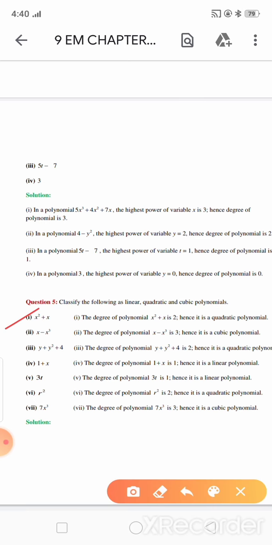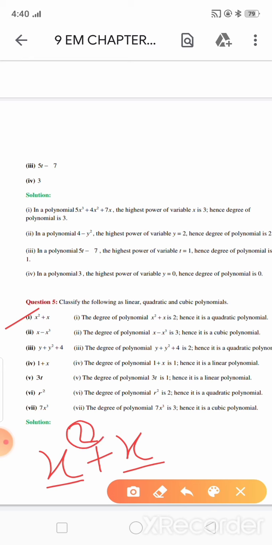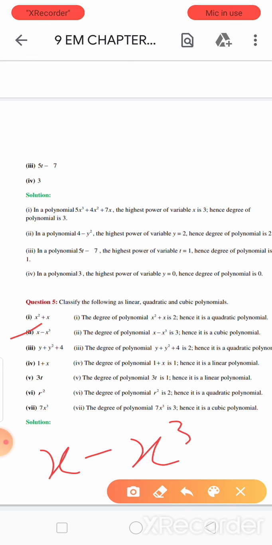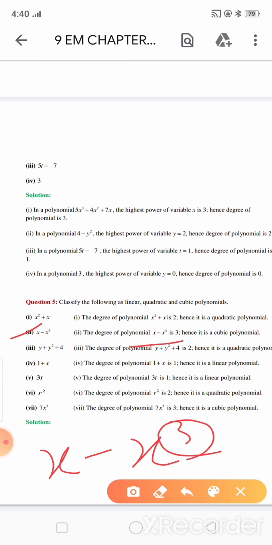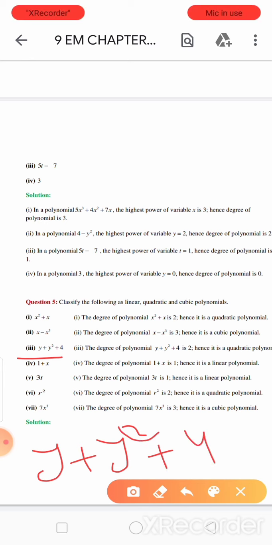Our first question, the polynomial is x square plus x. Here the highest degree of the polynomial is 2, so it is a quadratic polynomial. Next, question number 2. Our polynomial is x minus x cube. The highest degree of the polynomial x minus x cube is 3, so it is a cubic polynomial. Next, question number 3. The polynomial is y plus y square plus 4. The highest degree of variable y is 2, so it is a quadratic polynomial.